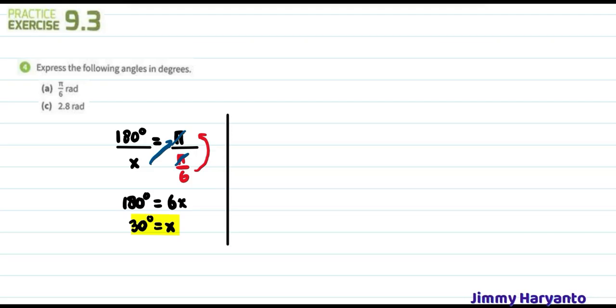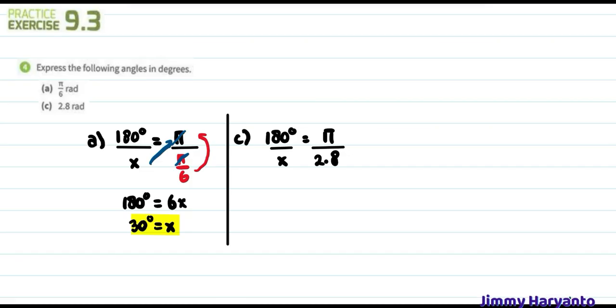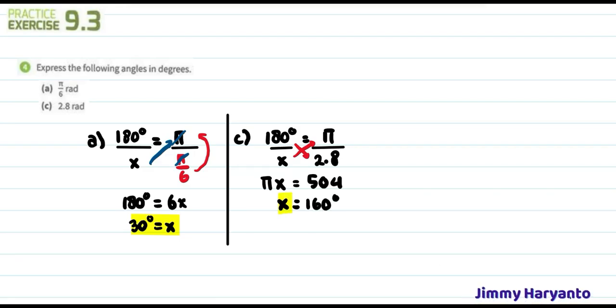Next is the second one. Oh, this is the A. And next is C. Still the same, 180 degrees equals pi. And below you will write down the 2.8, and then this one is x. We'll do the cross multiplication from the start. So you'll have pi x equals 180 times 2.8. It's 504. That means x equals, divided by pi, you will have 160 degrees. So this is the final answer.